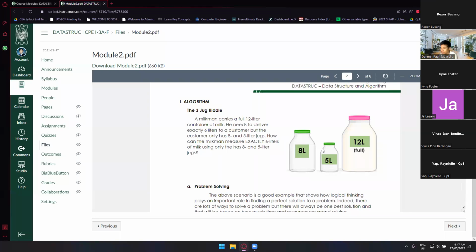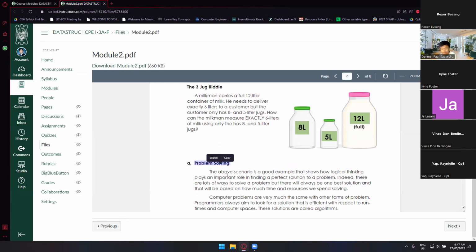So the same with 5-liter. With that, of course, you have to follow some steps, or let's say analysis, or background checking, before you can do that properly. The first thing that you need to do is problem solving.